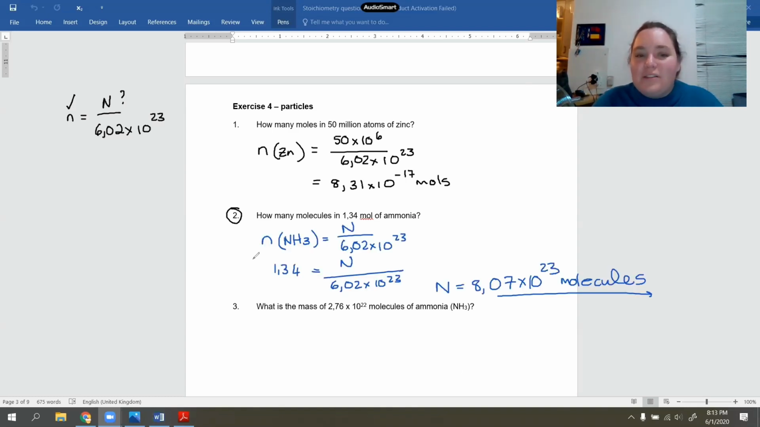Okay, my answer over here, I personally like to always write out the formula. You've got to if you want the formula mark. And then we got the 1.34 is the number of particles divided by 6.02 times 10 to the 23. And that gave me that the number of particles was 8,07 times 10 to the 23 molecules.